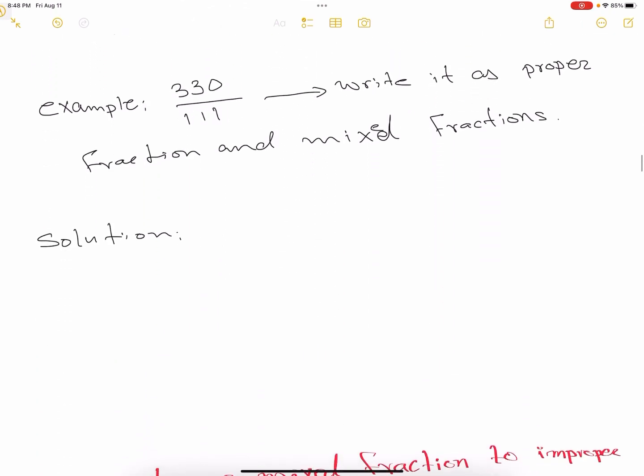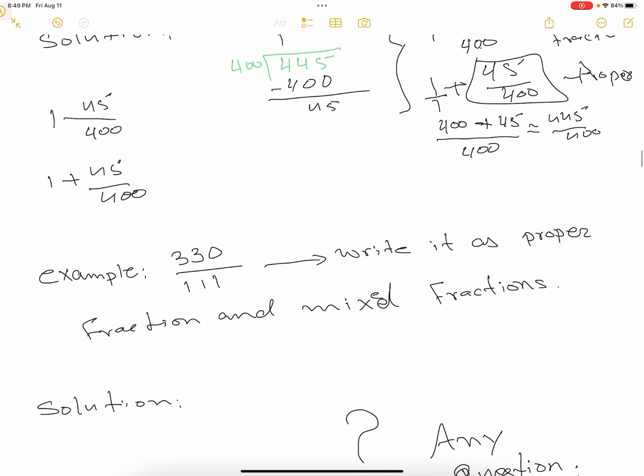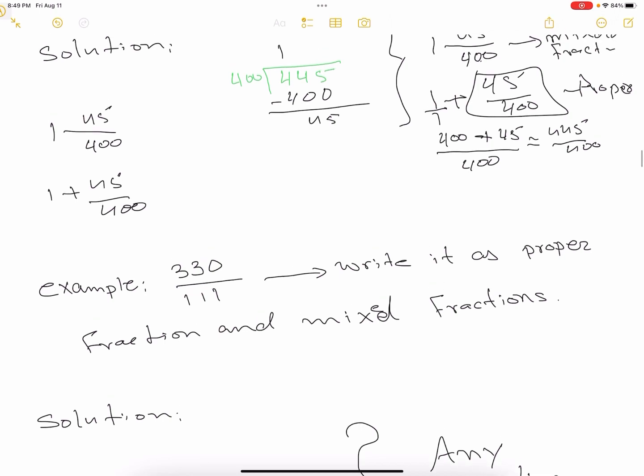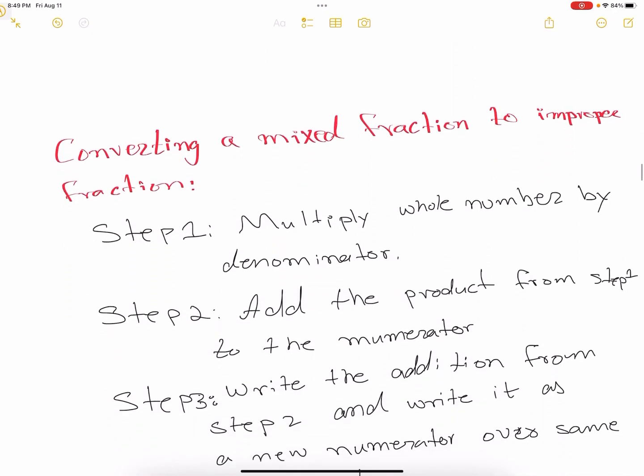Okay, next example. I will leave this to you guys. Solve it and ask me if you have any question. Follow the same exact pattern there. Divide the numerator by denominator, and then find a way to write it as a mixed fraction and as a proper fraction too.